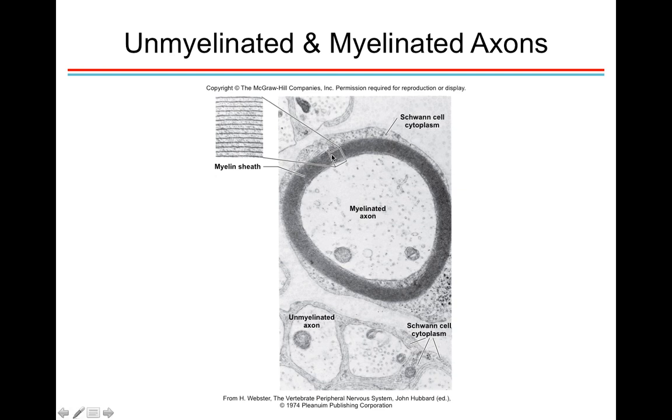And this dark region over here, if you look really closely, is the myelin sheath, and this provides really great insulation for the axon to be transmitting electrochemical impulses.